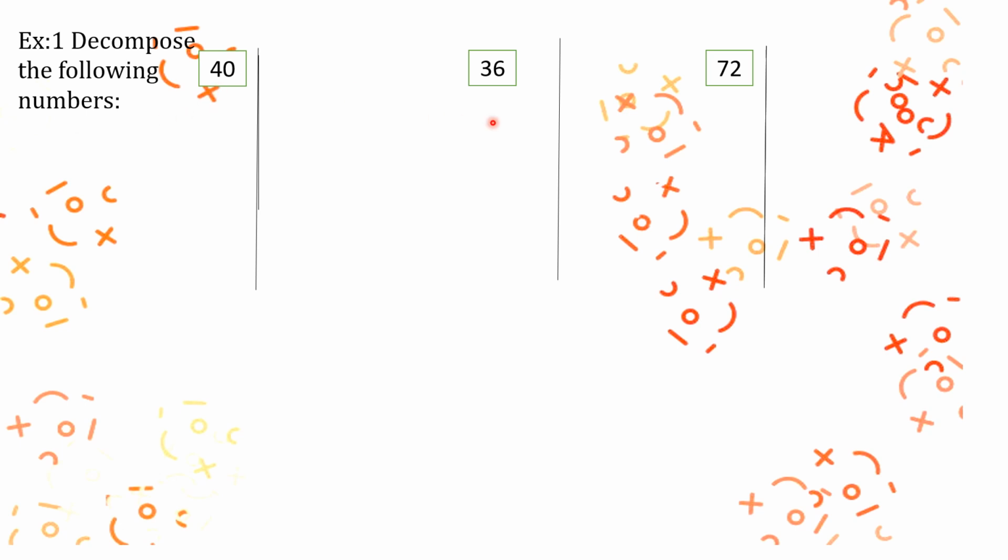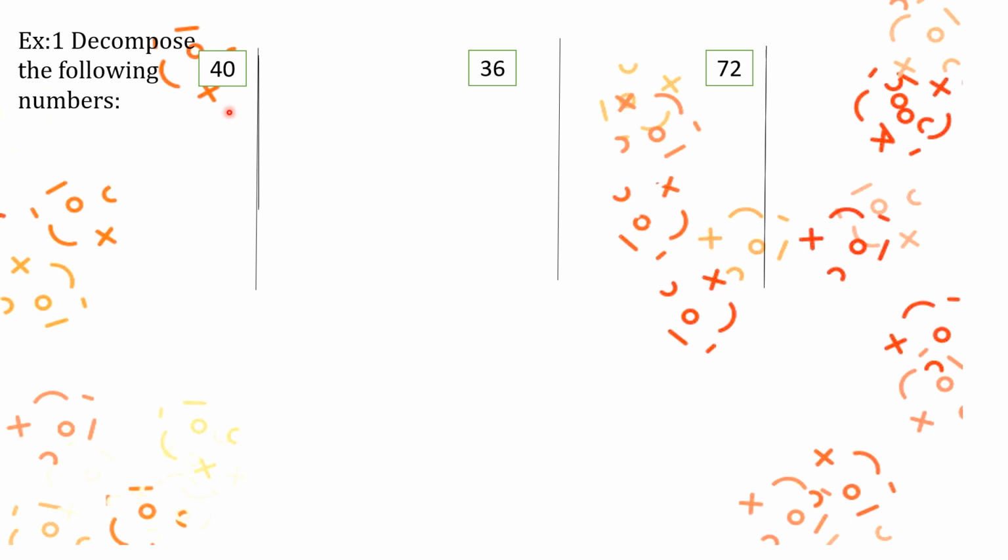So starting with exercise 1, I have to decompose the following numbers. Given these numbers 40, 36 and 72, I want to make prime decomposition. Don't forget, we use only prime factors, which are 2, 3, 5, 7, 11, 13, 17, and so on.